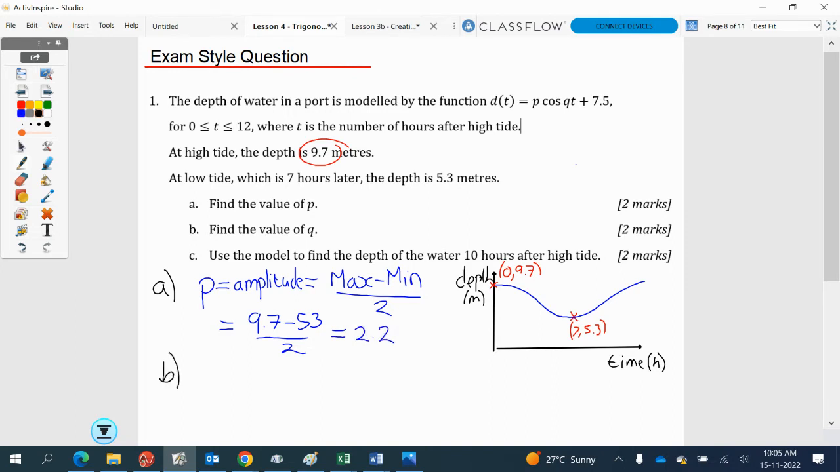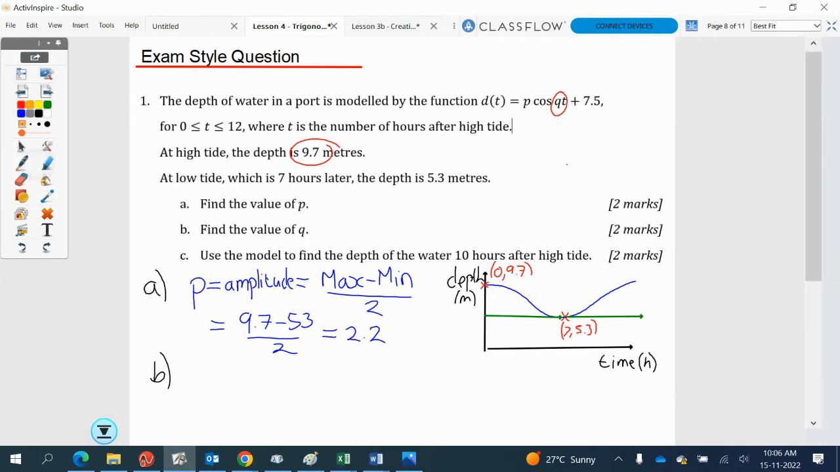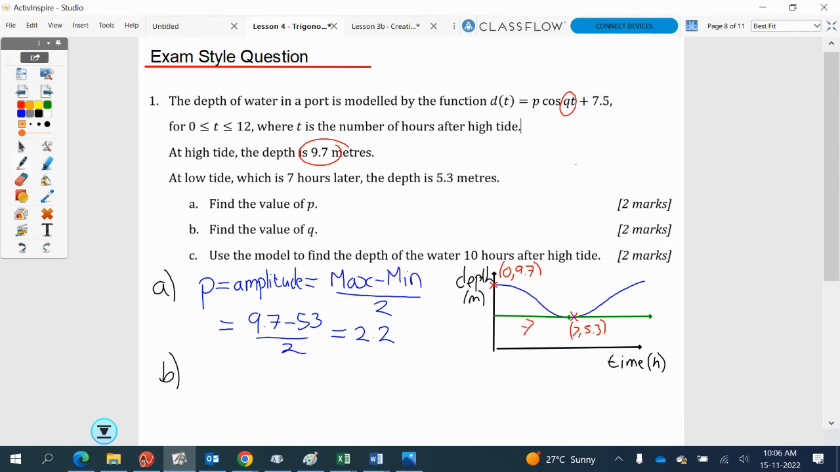B. For B we're asked to find B. Now this coefficient here relates to the period, so we need to find the period. We can find the period in the graph. We know that this distance here is 7. So this distance here, continuing the period, is also going to be 7. So here we've got 7, here we've got another 7. So the period is equal to 7 plus 7, 14.